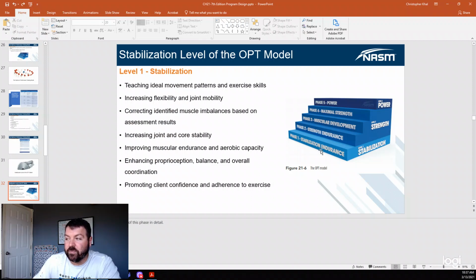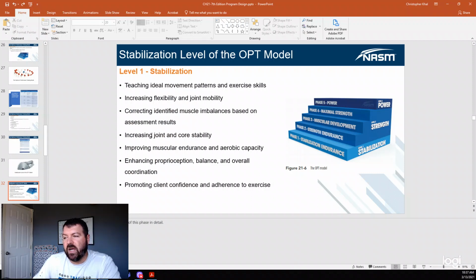It's hard for them to really progress up and do some of these max strength exercises later on, okay, because they lack the mobility to do it. So phase 1 is really, really important, even though it's not as fun as like phase 4 or phase 5, but it's very, very important.